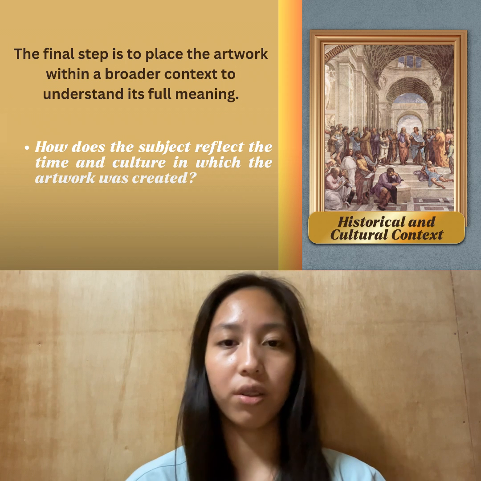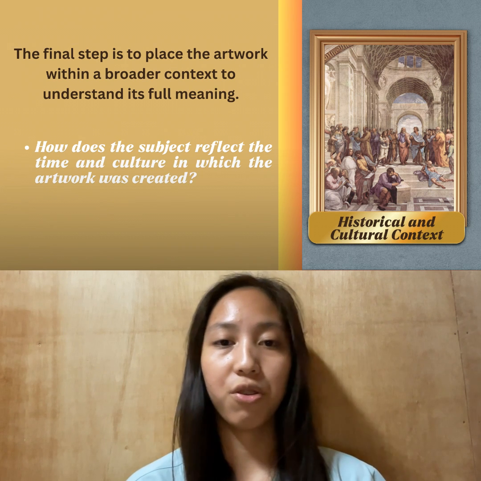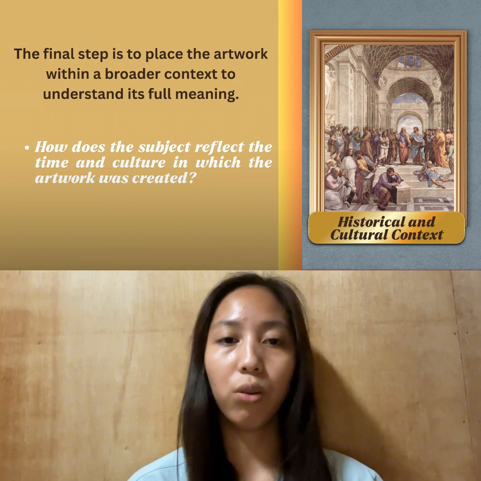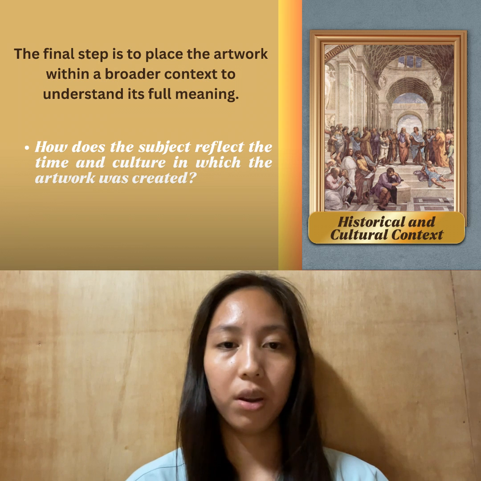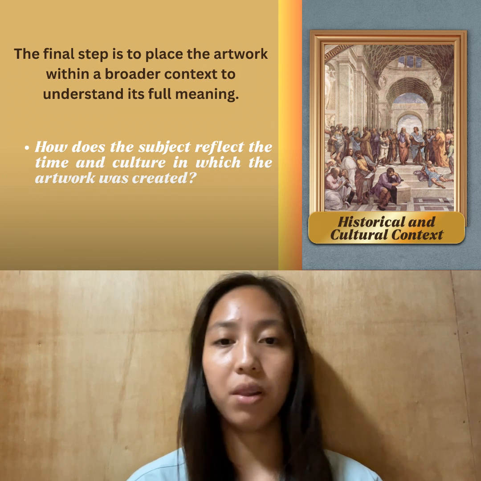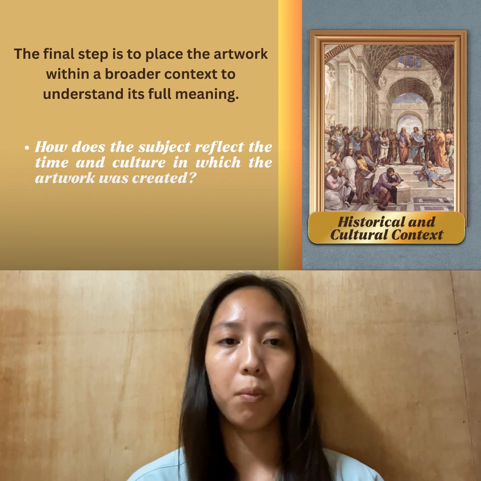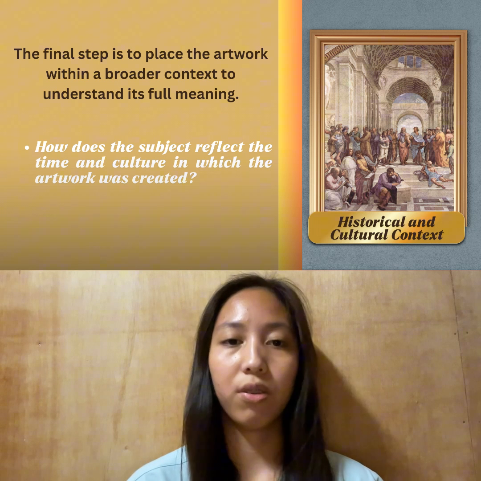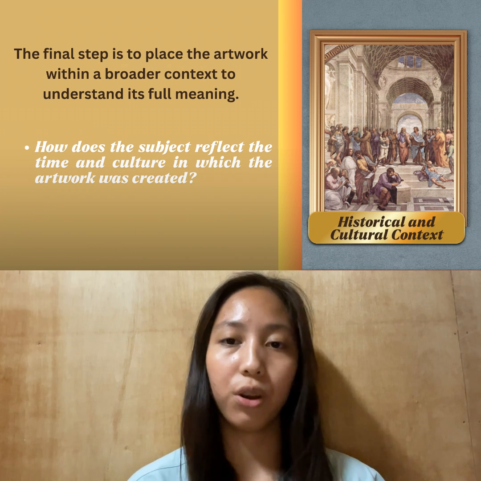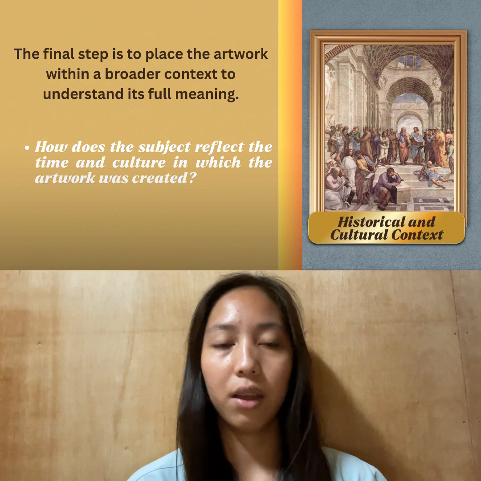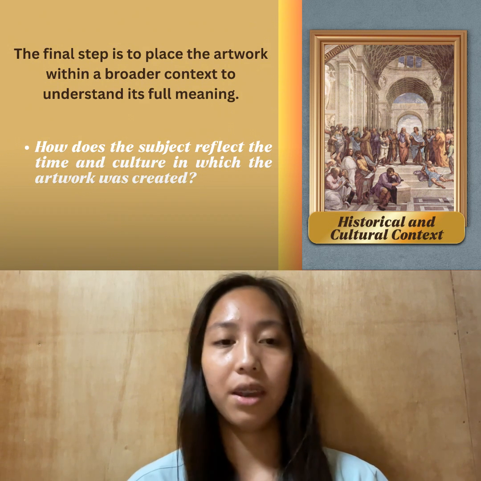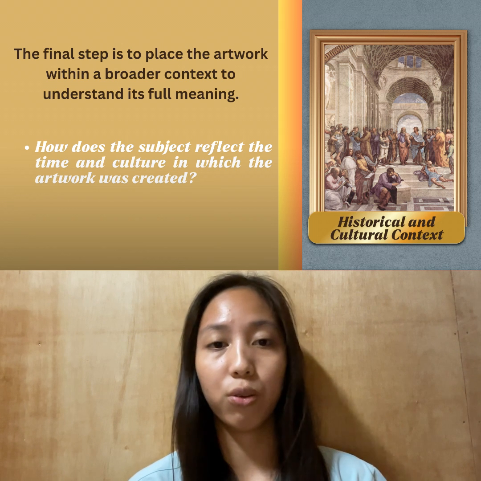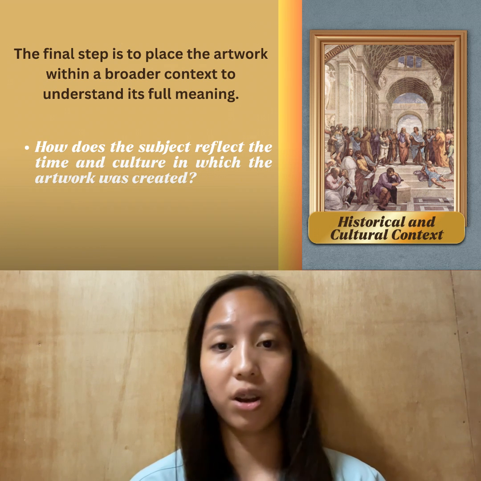Historical and cultural context. This step is about understanding the background of the artwork, like the time, place, and culture where it was made. Art does not exist on its own. It reflects the society, beliefs, and values of its time. We ask, how does the subject reflect the time and culture in which the artwork was created? By studying the historical and cultural context, we understand how events, traditions, or social issues influenced the artist.